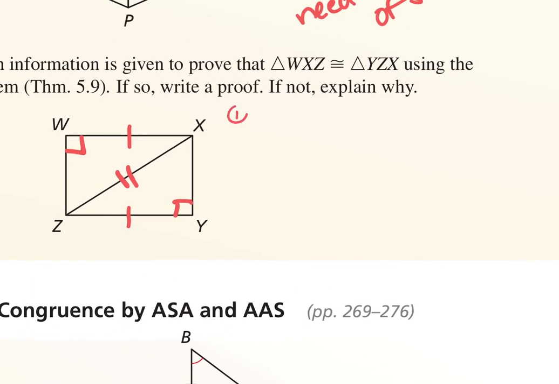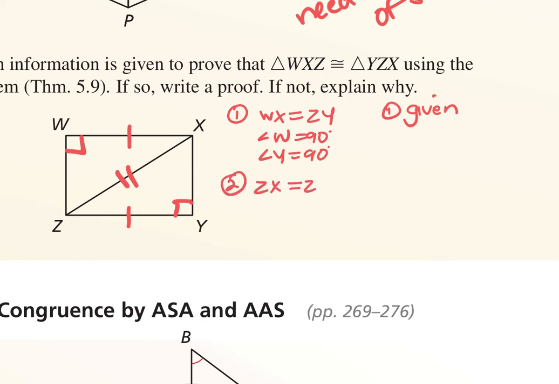So you could have made this into a proof. It could have been step 1, the given: WX equals ZY, and angle W equals 90 degrees, and angle Y equals 90 degrees. Or that they were perpendicular. That could have all been your given. Step 2 would be that ZX equals ZX, and that would be reflexive.